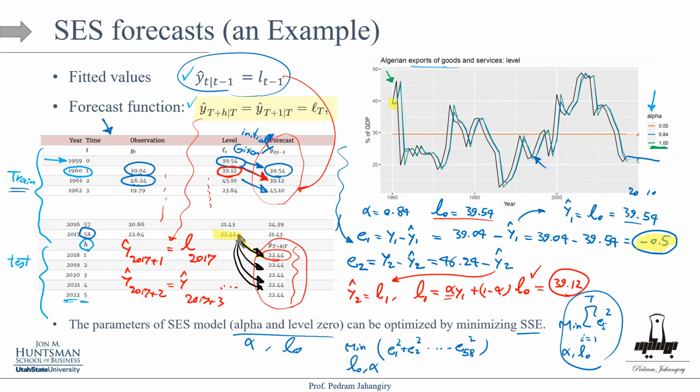Again, computationally, your computer can start from any random initial value. So for example, you start from L0 equal to 10, alpha equal to 0.5. But because we're minimizing this cost function, you can use a minimization optimization technique, and then it's going to give you the optimal values. The optimal values are going to be alpha star and L0 star. Your alpha star is going to become 0.84, L0 star is going to become 39.54. Hopefully that makes sense. Hopefully it helps you to solidify the mechanics behind all these methodologies.